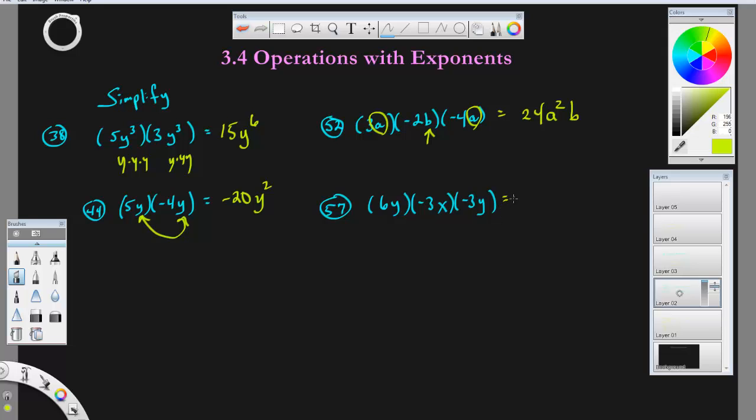Again, if you think you have it, pause it. This is the same type of thing. All right, so I have 2 negative signs again.